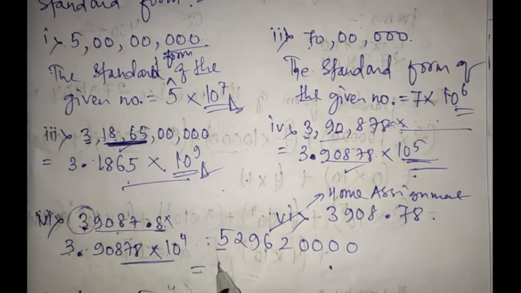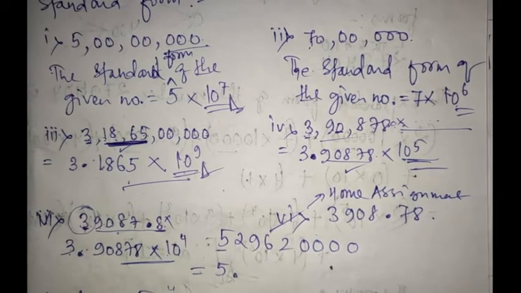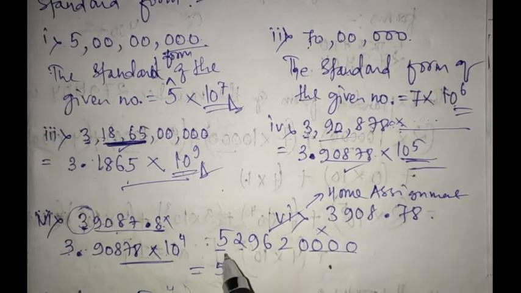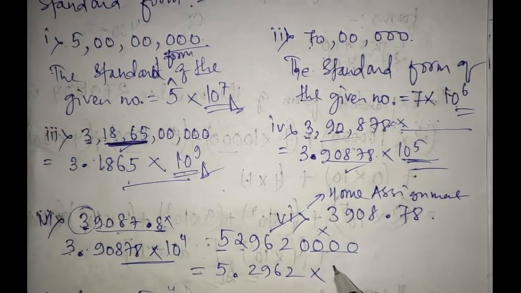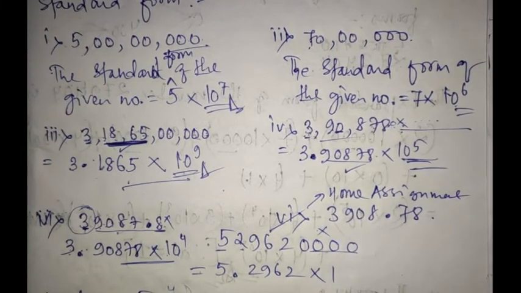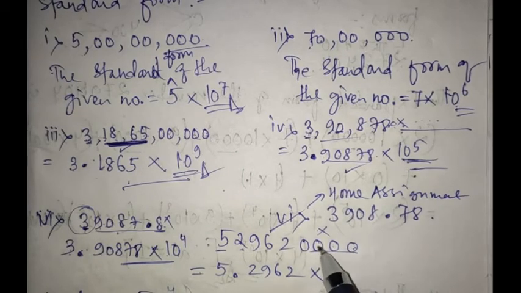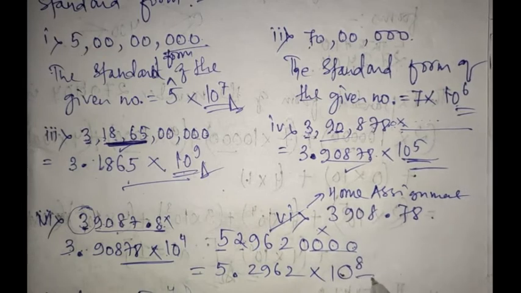First of all, you will write the 5. Okay, then you will put the point or the decimal. Then how many numbers are there? What are the numbers present after 5? But you will not write the trailing 0s. That is the important thing. So 2962. But whenever you are counting the exponent in the standard form, you will count with the 0s. 1, 2, 3, 4, 5, 6, 7, 8. So it will be 10 to the power 8.